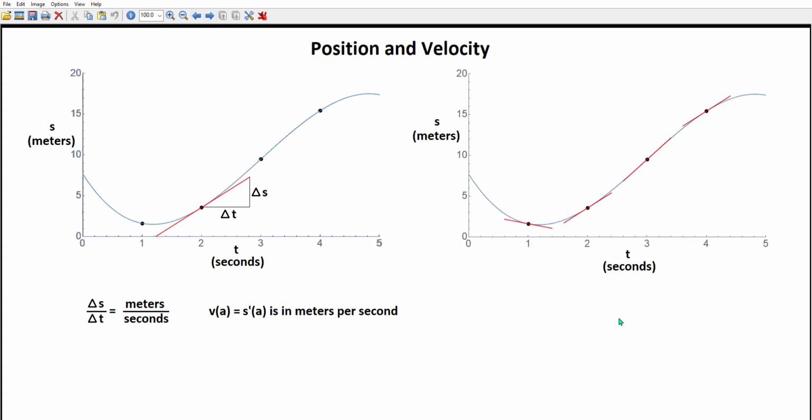Now, let's see what the velocity tells us. Well, at t equals 1, we can see that the slope of our tangent is negative, which means our velocity is negative, and that means that we're headed in the negative direction back towards the origin. At t equals 2, our slope is positive, so we're headed away from the origin again. At t equals 3, the slope has become larger, and in fact, this is about as big as the slope is going to get, so this is as fast as our object is going to move, and then at t equals 4, we can see that it's slowing down again.